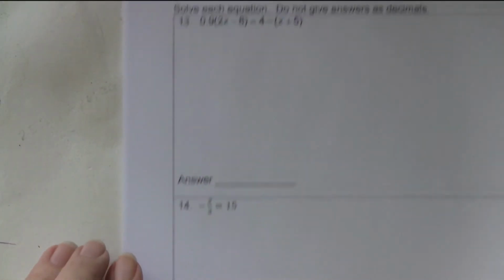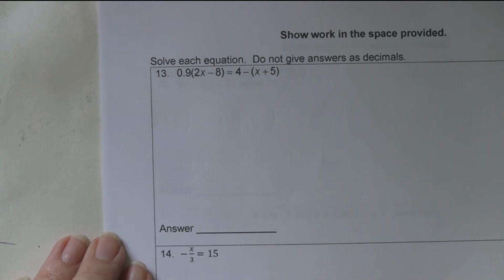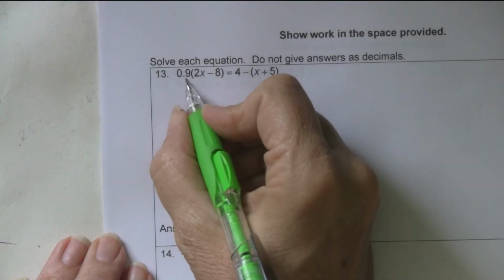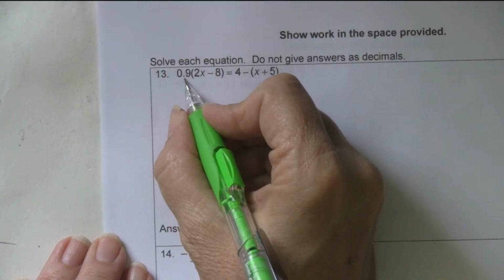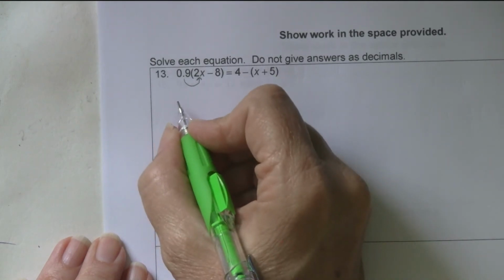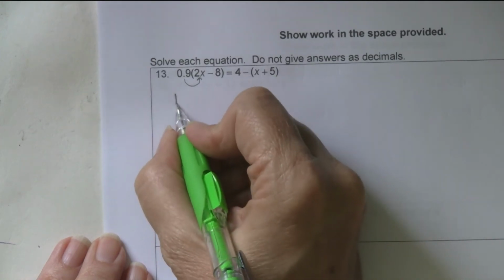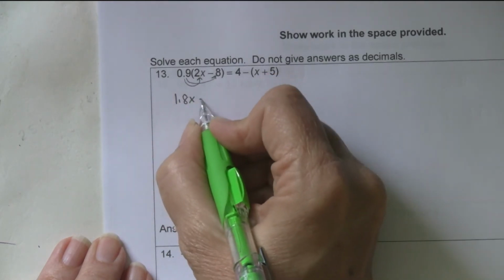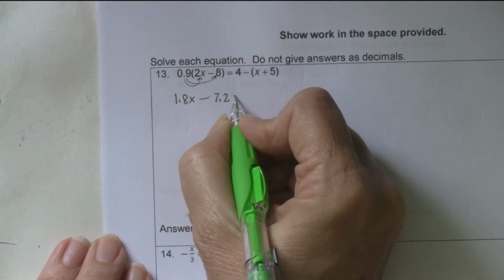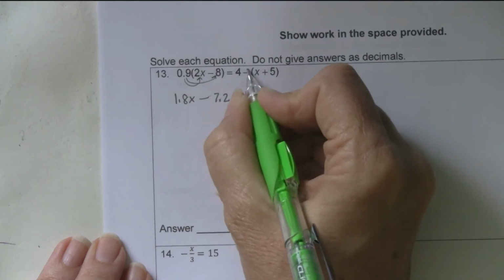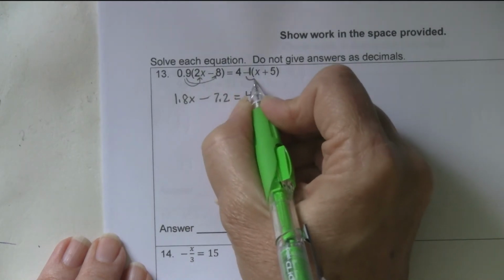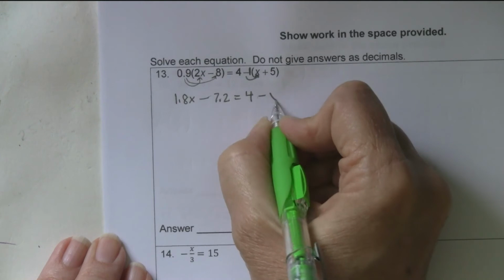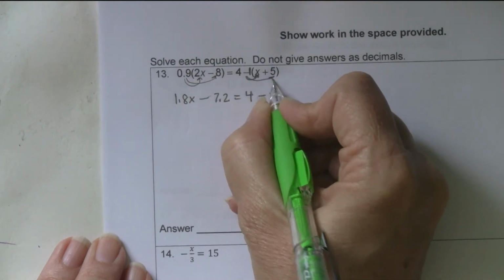Hopefully I'm still recording. I am on number 13, so I'm going to use the distributive property right here. I don't clear decimals. I just live with them. So 0.9 times 2 is 1.8x. 0.9 times 8 is minus 7.2 equals 4. And then I like to put a 1 there, but you don't have to put a 1 there. Minus 1x and minus 5.